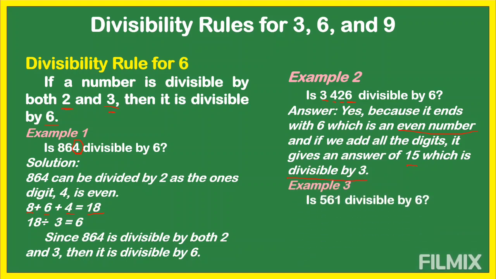Another example. Is 561 divisible by 6? First, we're going to look at the ones digit. An even number ends with 0, 2, 4, 6, or 8. So, that is not divisible by 6 because it ends with an odd number, not an even number.